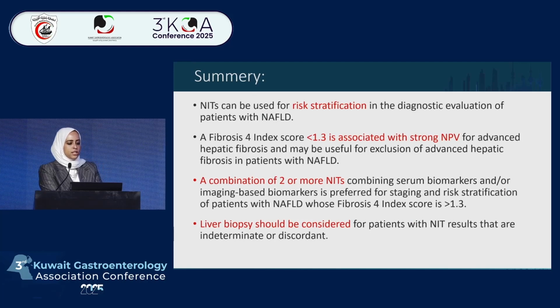NITs can be used for risk stratification for the diagnostic evaluation of patients with NAFLD. A fibrosis-4 index of less than 1.3 is associated with a strong negative predictive value for advanced fibrosis, and we should be relaxed and just modify their risk factors. A combination of 2 or more NITs, combining serum biomarkers or imaging, is used for staging and risk stratification for patients who have a FIB-4 score of more than or equal to 1.3. A liver biopsy should be considered in patients where NIT results are indeterminate or discordant. Thank you very much for listening.